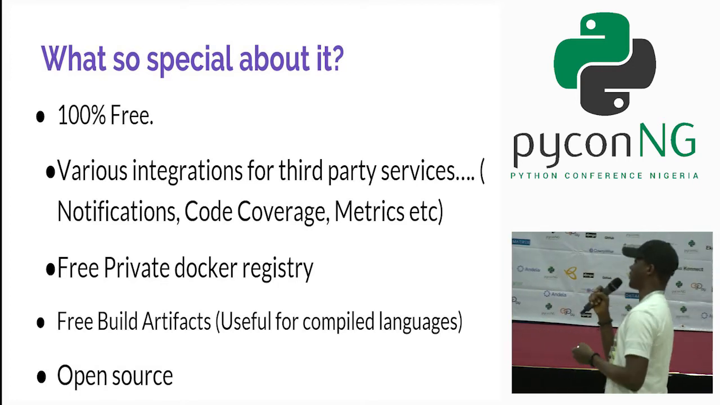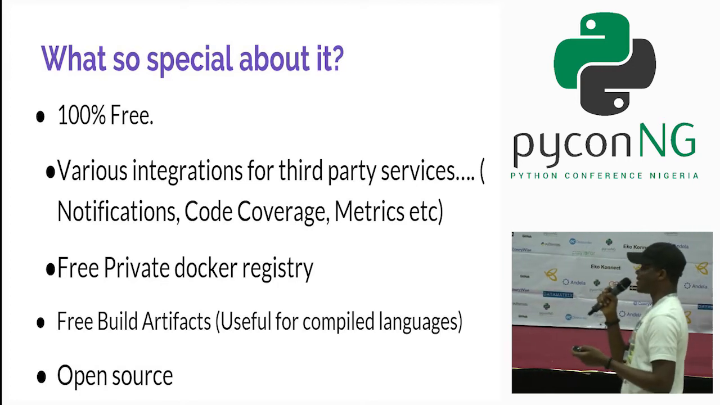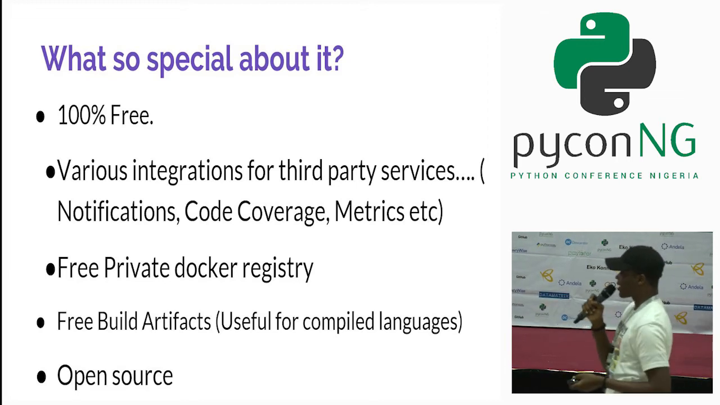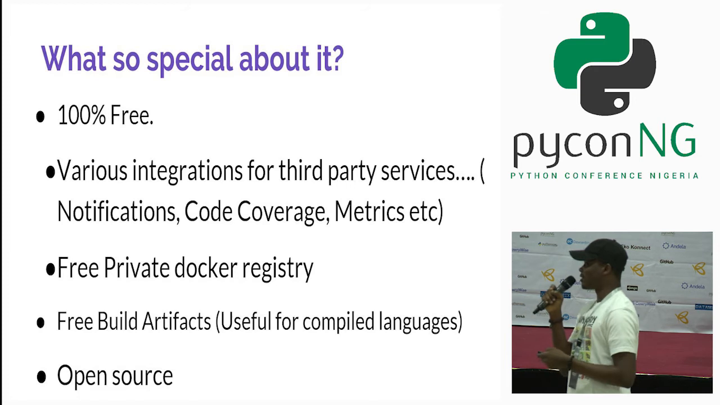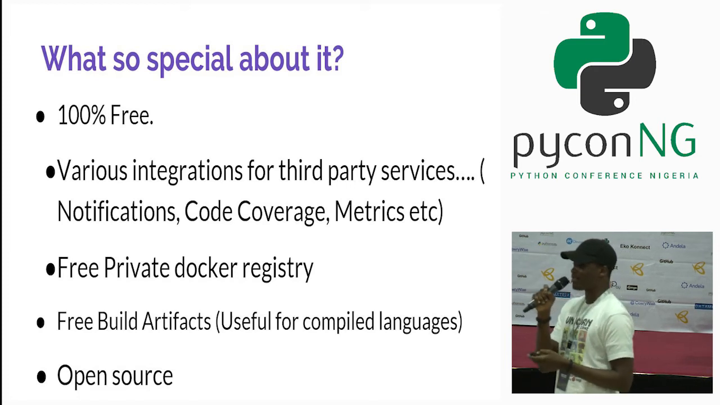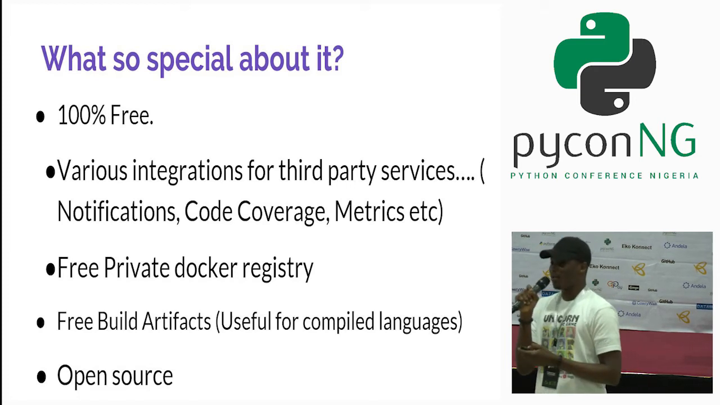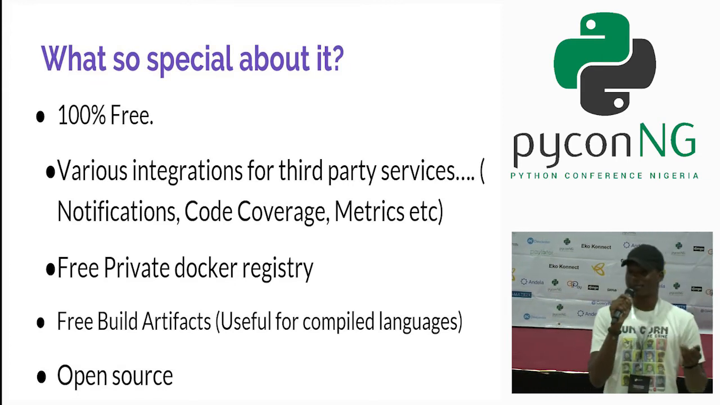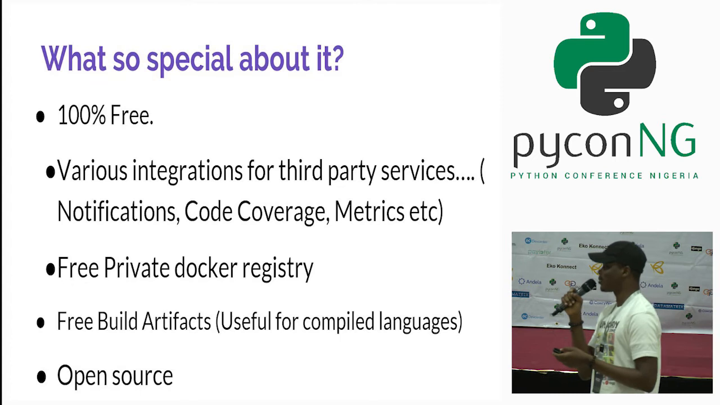Then there are various integrations for third-party services, especially notifications to Slack, code coverage integration, so many interesting metrics and things that GitLab CI works with, that at the click of a button, you just install it and that's all. You don't need to configure anything.